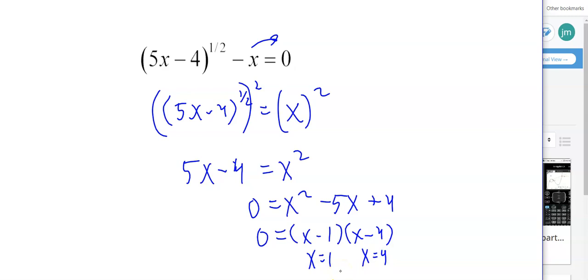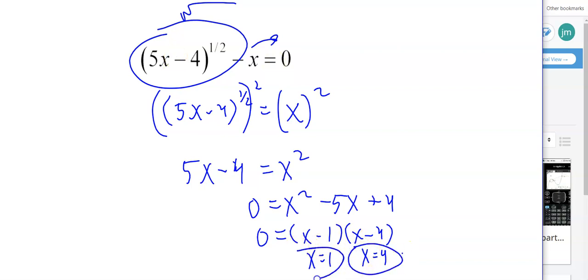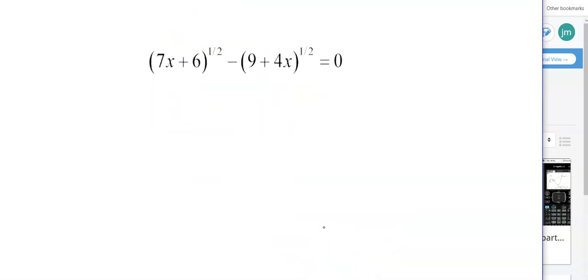Not a bad idea to check it because, again, this is a square root in disguise, right? That's the square root of 5x minus 4. So if I plug this in, I get 5 minus 4 is 1, square root of 1 is 1, 1 minus 1 is 0, that works. 20 minus 4 is 16, square root of 16 is 4, 4 minus 4 is 0, that works. So both of those work. Again, not a bad idea to check your work in this section, and those are both real solutions.